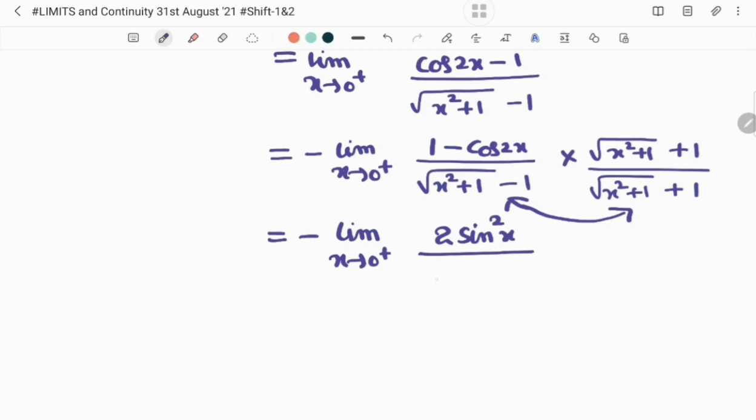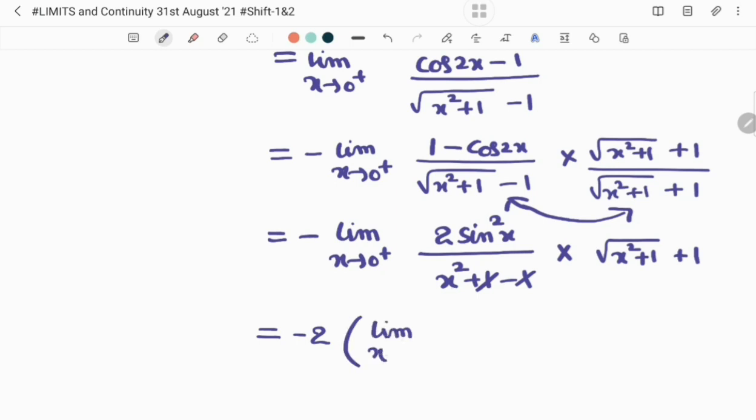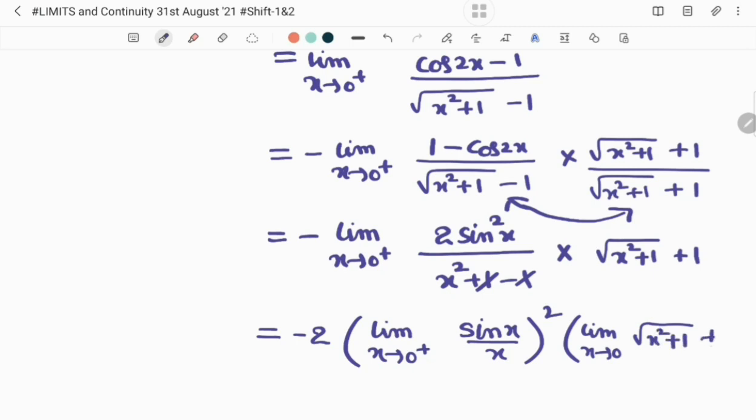So a square minus b square. No? So x square plus 1 minus 1 will come. Minus minus gets cancelled into root over x square plus 1 plus 1. So 2 constant we can take outside, minus 2. Here sin square x by x square is there. So we can write it as limit x tends to 0 plus, sin square x by x square means sin x by x whole square. I am writing. And limit applies for the multiple, limit x tends to 0, root over x square plus 1 plus 1.